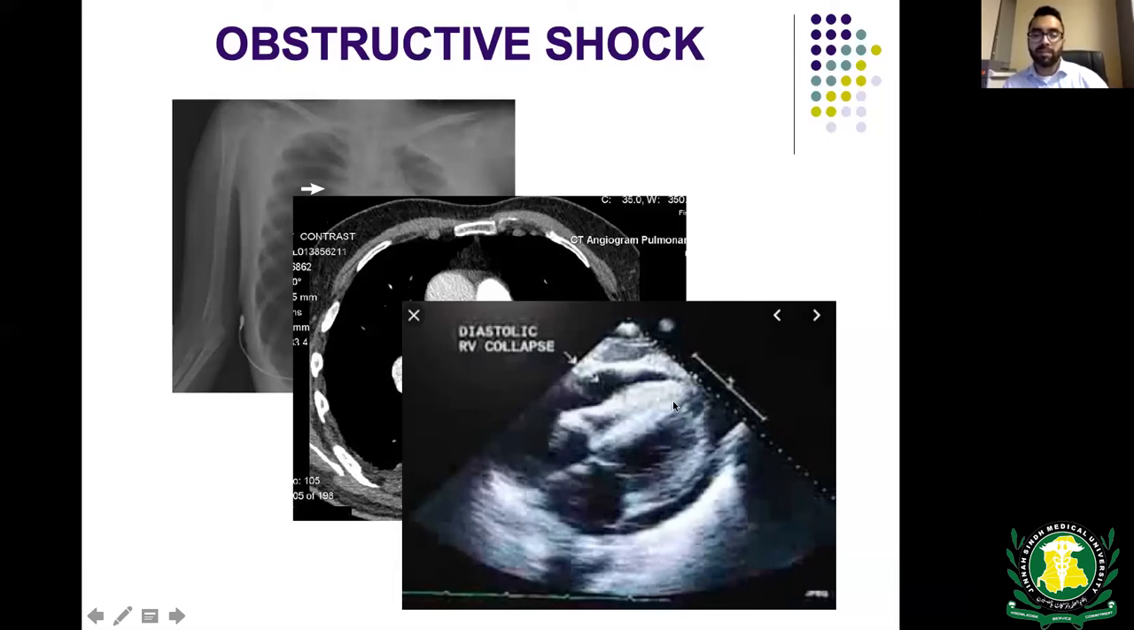And this happens as a result of extrinsic compression on the heart from the large amount of fluid that has built up in the pericardium. This is the hallmark diastolic right ventricular collapse of pericardial tamponade. Treatment for that is you need to relieve it via pericardiocentesis and or a surgical pericardial window.